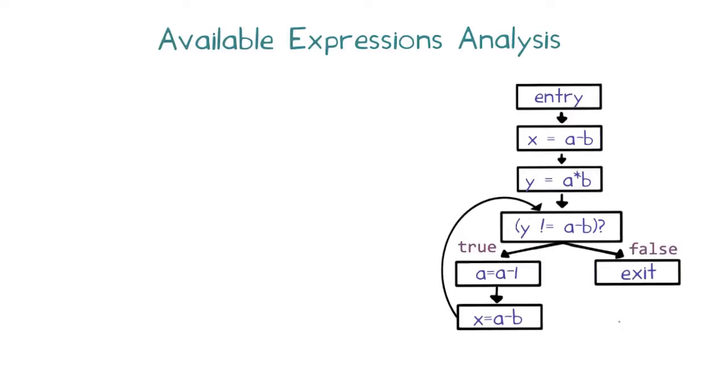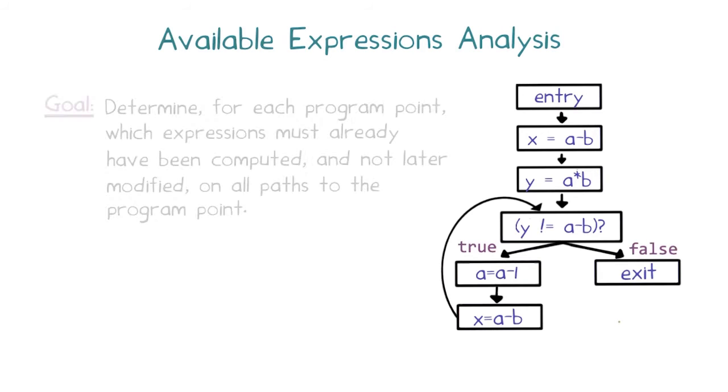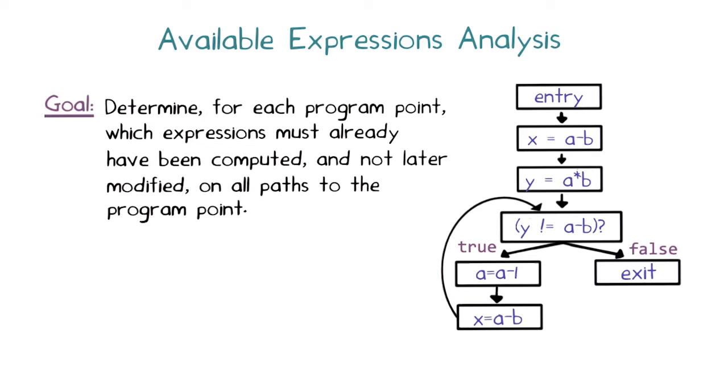Next, let's move on to the third of our four classical data flow analyses, called available expressions analysis. The goal of this analysis is to determine for each program point which expressions have already been computed and not later modified on all paths to the point. Let us look at the following example program.